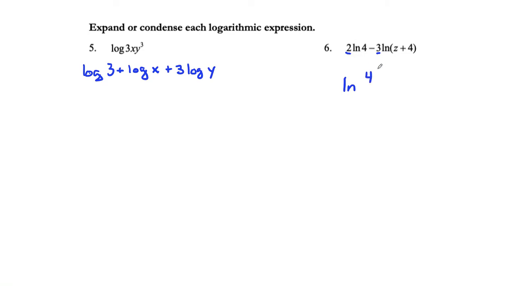Again, because of the power property, I can write that as 4 squared all over my quantity of z plus 4. That is going down in the denominator because of the subtraction sign. That coefficient 3, by the power property, gets moved to an exponent. And then I can simplify this down a little bit further because I know that 4 squared is 16, so I really end up with the natural log of 16 times the quantity z plus 4 cubed. And that is our condensed logarithm.